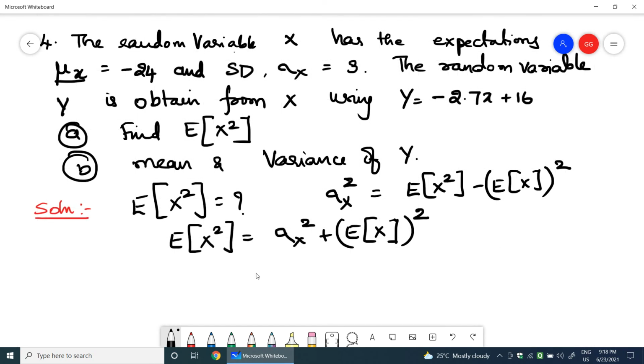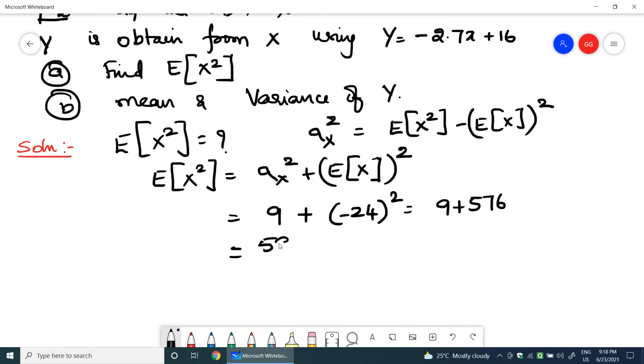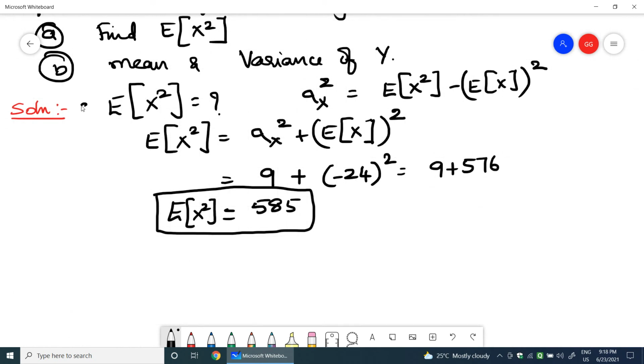Now, sigma x square is nothing but the standard deviation of the x variable squared, which is 3 square, 9, added with E of x, which is nothing but mu x, the expectation or mean of x, minus 24 the whole square. This would be equal to 9 plus 576, since minus 24 square is 576. Therefore, I end up getting E of x square equal to 585. So this is the second moment of x. This is the solution A which we have got.